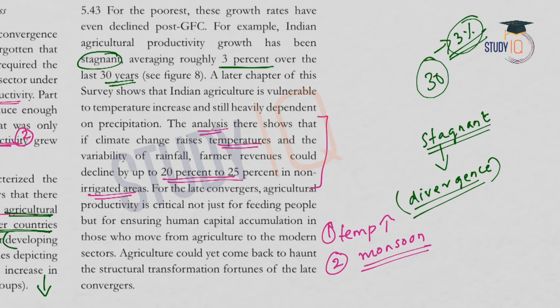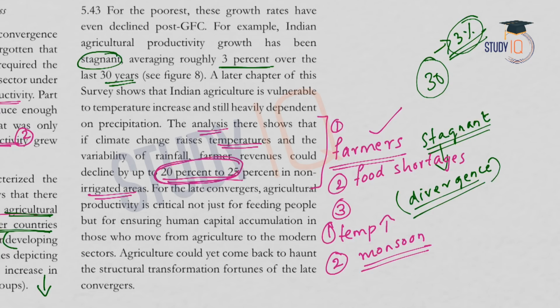So the climate change and decreasing rainfall, or variability in the rainfall, is going to affect the farmers' revenue. So when farmers' revenues are in distress, it means that the agricultural productivity is coming down. It is estimated that 20 to 25% of the revenues will come down. So farmers will be in distress. That is one problem. Secondly, agricultural productivity will come down, which means there will be food shortages in the economy.